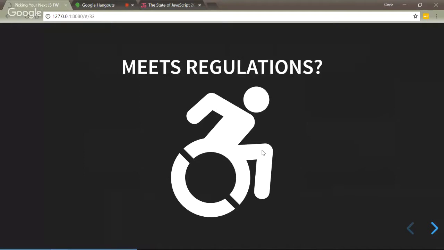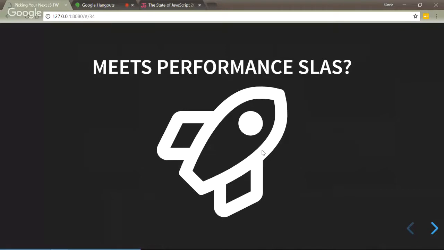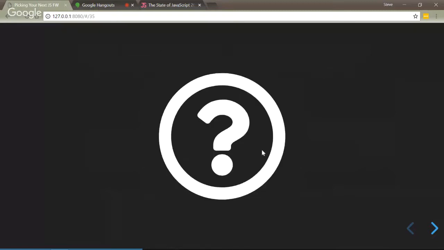Regulations, right? You can check in terms of your regulations or certifications. Anything that you require of a framework, check that in advance, right? Performance SLAs. I think all of the systems are working pretty hard on performance at this point, but you can think about if you have any concerns about performance. So those are some of the particular criteria that I have found important.